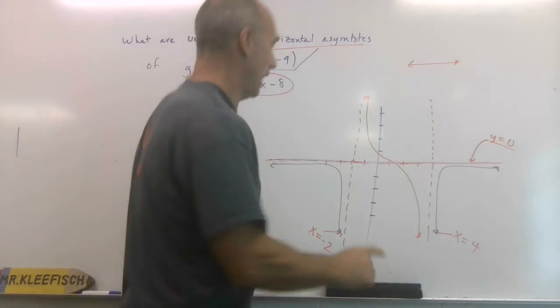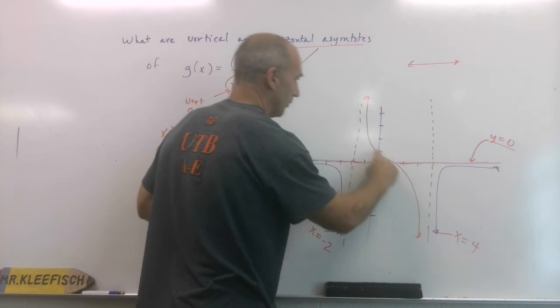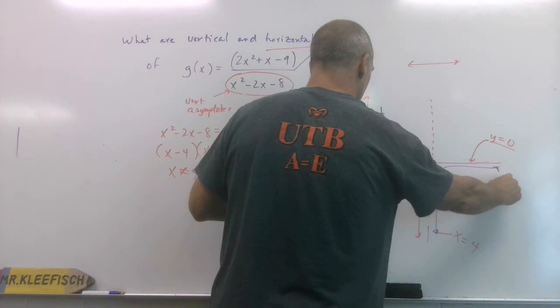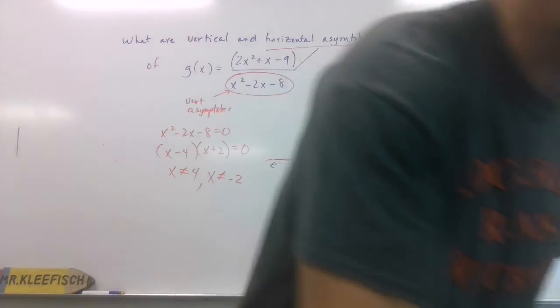But that does not apply to this portion of the graph. This one doesn't have any horizontal asymptotes, but these two do. Boom. All right. Good luck with that homework.